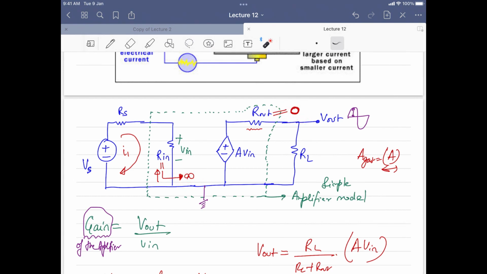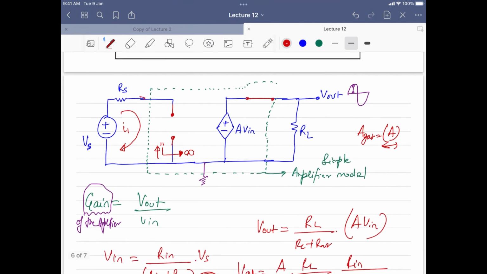Okay. So if the input resistance is infinite, then what will happen? We will open circuit it or not? Yes, sir. We can open circuit it. Okay. So this is open circuit. How about this R out? If it is 0, then what can we do? Short circuit. So we can make it a short circuit. Okay. So what will be the current flowing here in this box? If it's open circuit? 0.